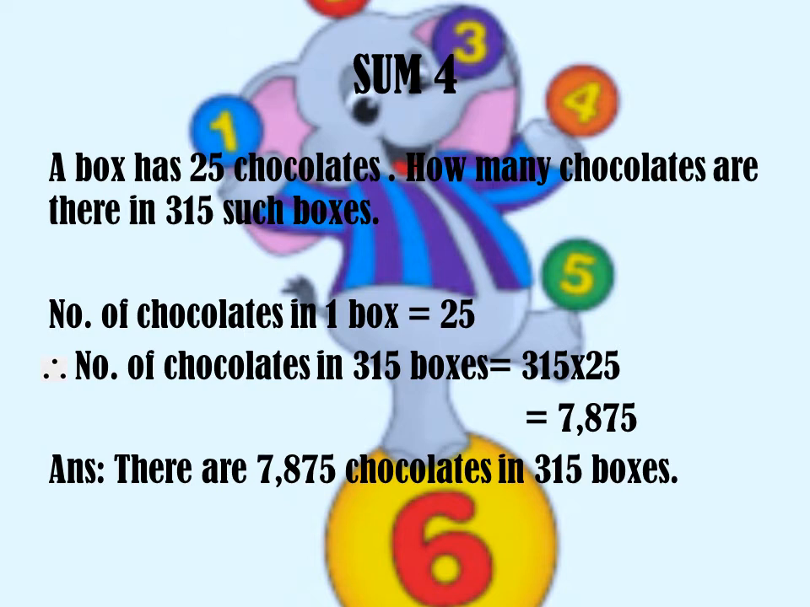The next example, a box has 25 chocolates. How many chocolates are there in 315 such boxes? So you look at the solution, number of chocolates in one box. Therefore, number of chocolates in 315 boxes will be 315 into 25, and we get the value and we write down the answer. There are 7,875 chocolates in 315 boxes.